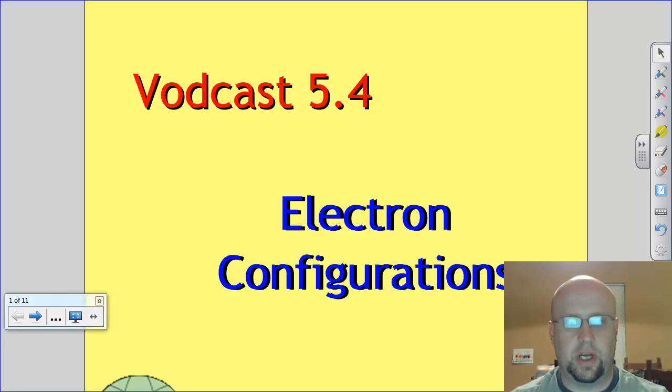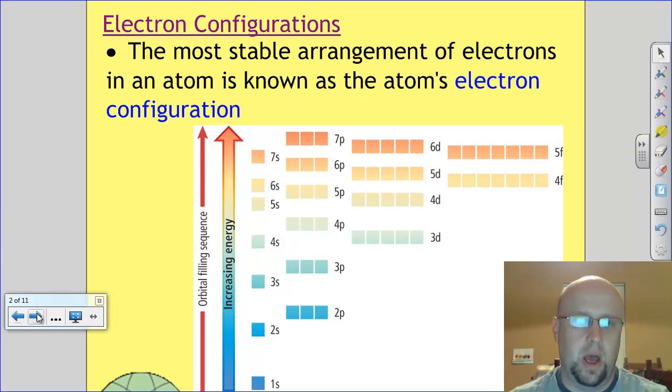Alright guys, let's start vodcast 5.4. We're going to talk about electron configurations, and this is really the heart of this whole unit. We talked before about the structure of the atom and what's important in the protons, or what determines what an element is. But what determines an element's chemistry is all about its electrons. So let's dive right in and start talking about this.